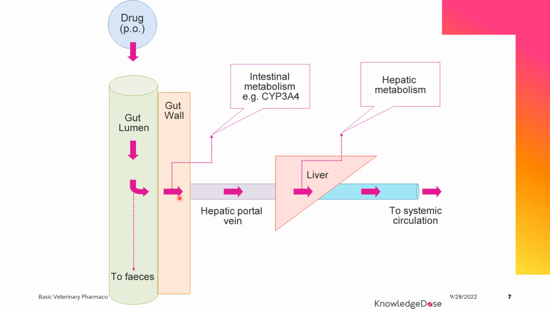After that, the drug will be absorbed through the hepatic portal veins, so it will be drained into the liver, and when it reaches the liver, it will again undergo another series of metabolism in the liver, since the liver is considered to be the major organ for drug metabolism. So that is also known as the first pass effect in the liver. So after that, that is the time that the drug will now be available to reach the systemic circulation.